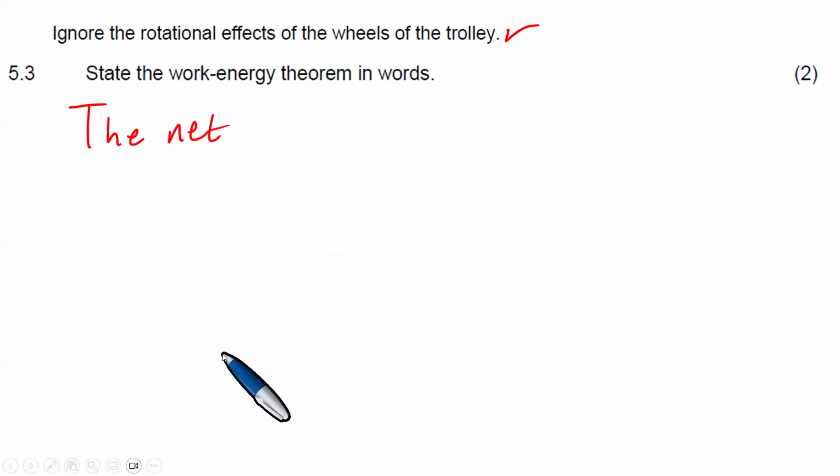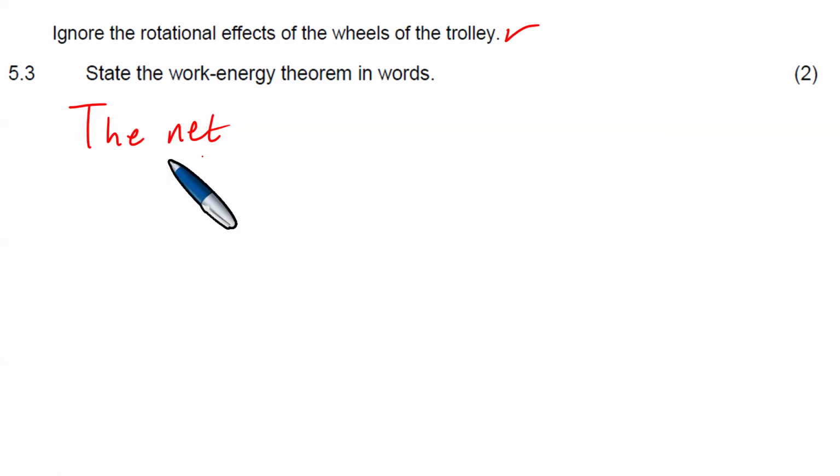Yes, what do you think the work energy theorem states, Nombuso? I think it states when a net... It's the net work done on an object is equal to the change in the object's kinetic energy.